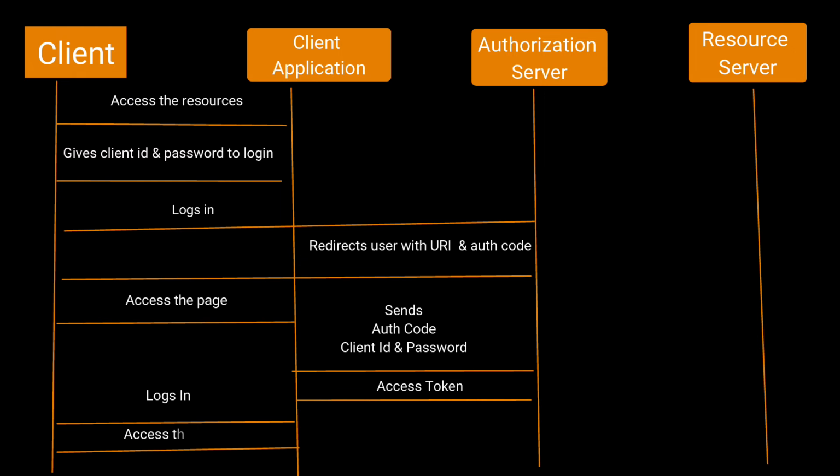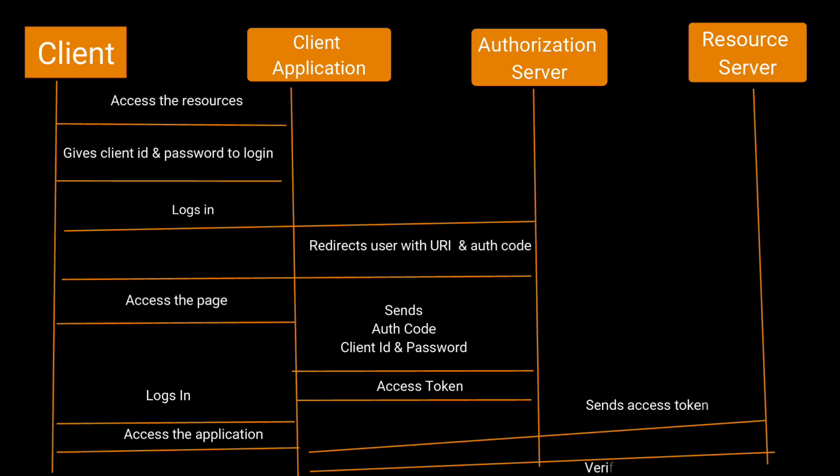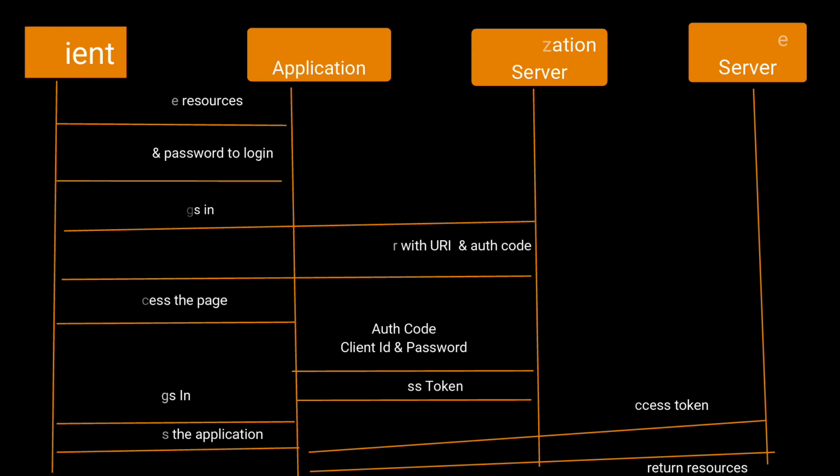The user logs in and accesses the client application using these credentials via the authorization server. It then sends an access token to the resource server. Resource server is the server hosting these resources such as Facebook, Google, Twitter, etc., which verifies the access token. Next, the client application accesses the resources stored on the resource server. The resource server returns the resources to the client application. Next, the client application provides the resources to the user. This is the process of authorization code.